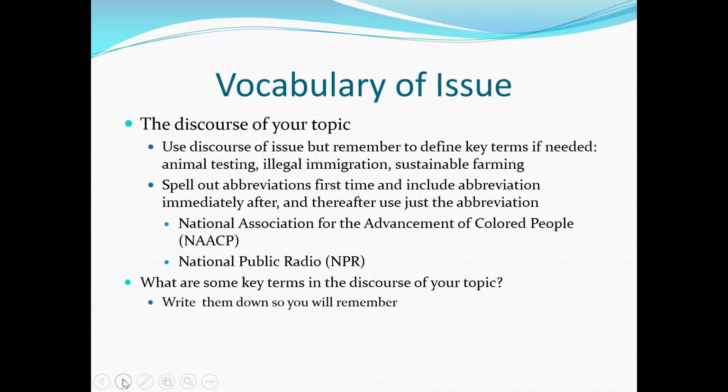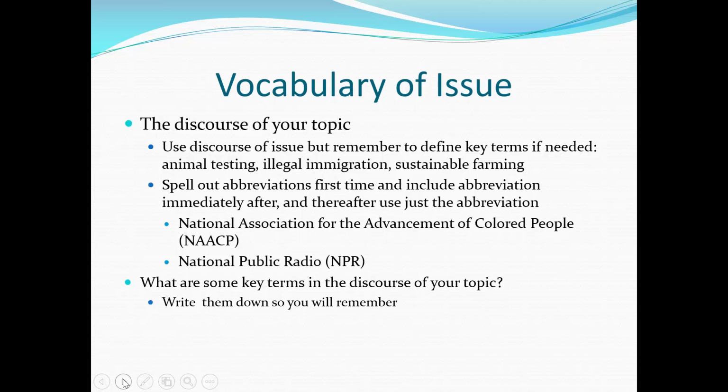So animal testing, there are certain things that come to mind when we hear of animal testing. We might think of mice in a lab or chimpanzees or something like that. So you might want to define what animals you are talking about. Are you talking about the cute little ones that everyone loves as well as other kinds of animals? Or is there just a specific kind of animal that you want to prohibit animal testing on or endorse animal testing on?